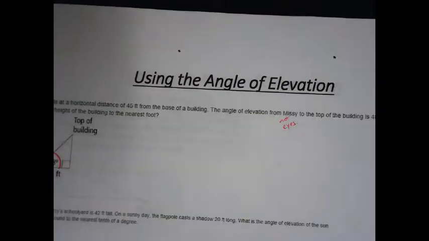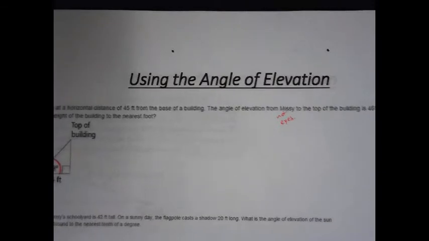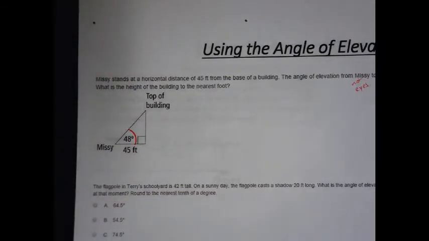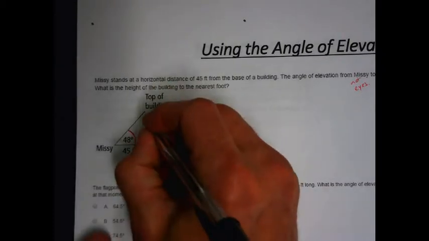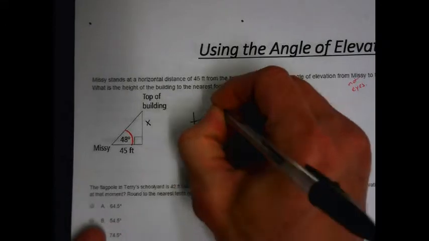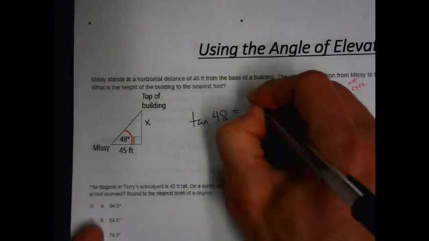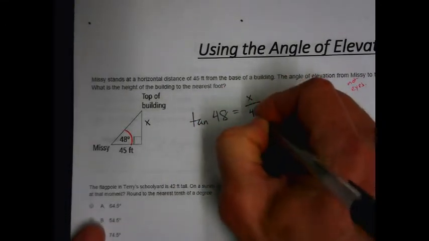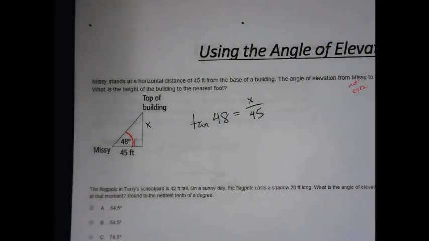So this one we don't need the segment addition postulate. So the angle of elevation from her to the building is 48. And so all we're going to do is find that missing height from the top of the building. Once again, tangent comes back to play. Man, tangent is such a great function. I hope you know that. So tangent of 48 degrees would be x over 45. And so all we do is solve for x.